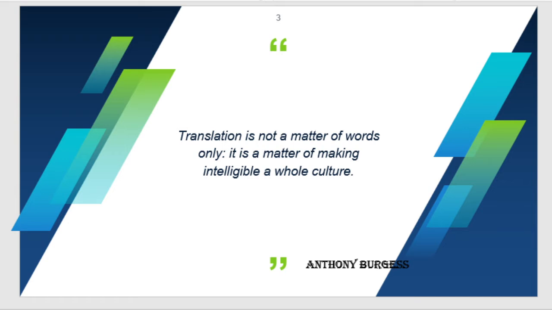So today's quote of the day says that translation is not a matter of words only, it's a matter of making intelligible a whole culture.